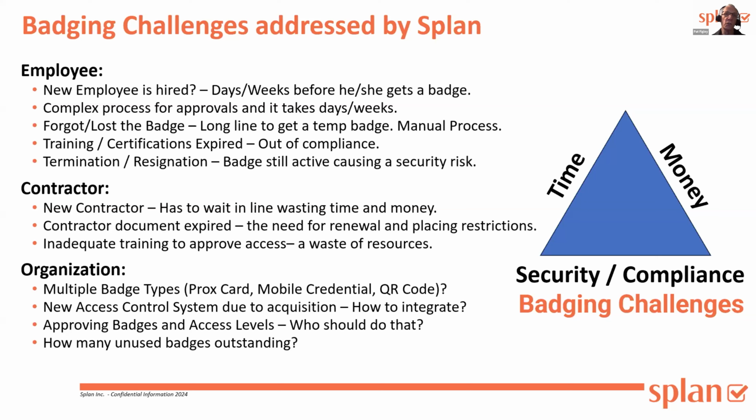Also, organizations sometimes do have multiple badge types. We were talking to a company the other day. They've got both fobs and they've got prox cards. Other people are looking at QR codes and prox cards. Other people have mobile credentials. Splan can address all different kinds of badge types, right? And so basically, we're looking at employees, we're looking at contractors, and we're looking at the overall organization and addressing these challenges, right, of time, money, and security and compliance.